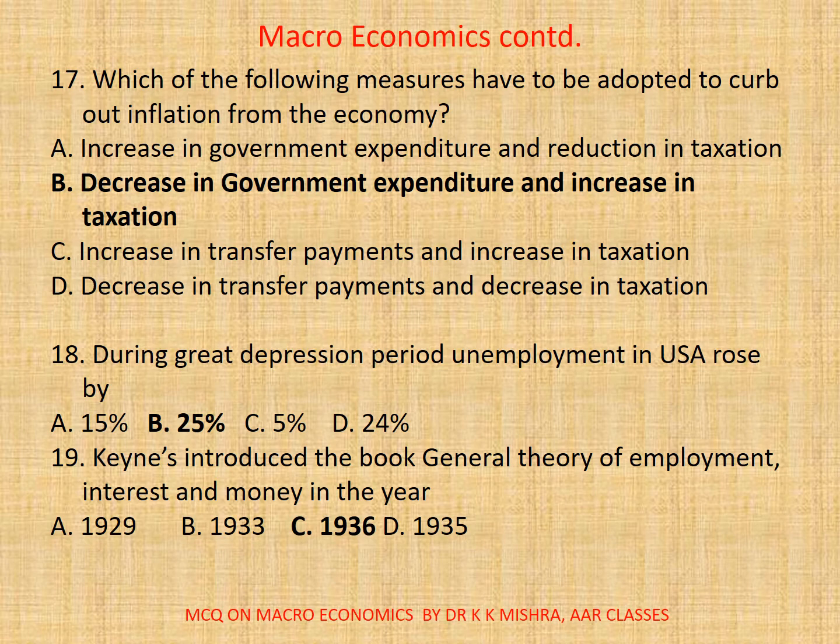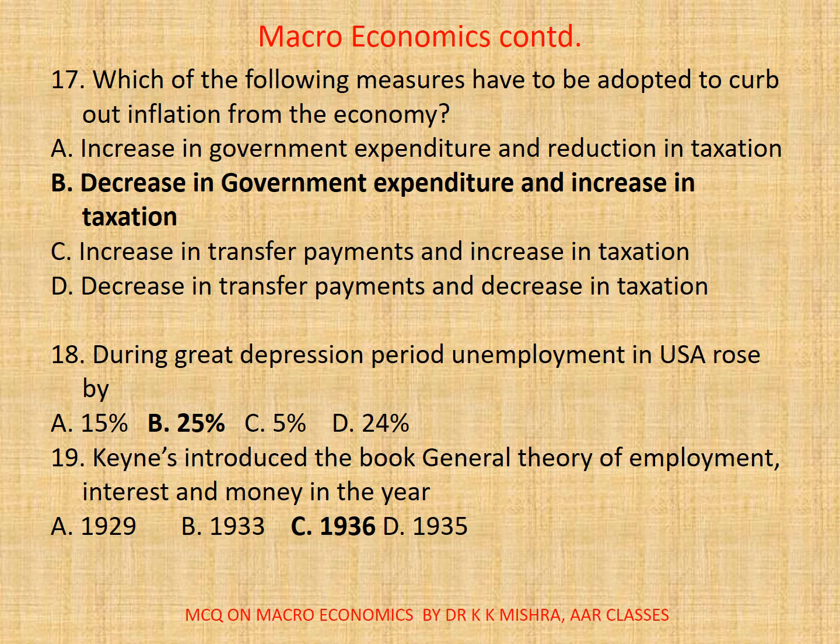A. Increase in government expenditure and reduction in taxation. B. Decrease in government expenditure and increase in taxation. C. Increase in transfer payments and increase in taxation. D. Decrease in transfer payments and decrease in taxation. The correct option is B. Decrease in government expenditure and increase in taxation.